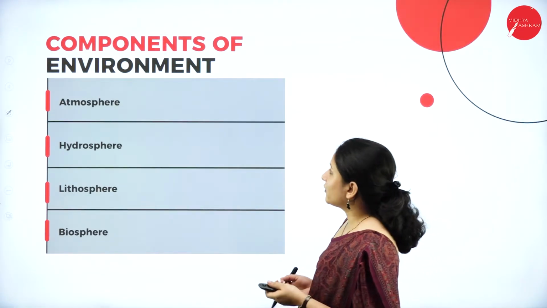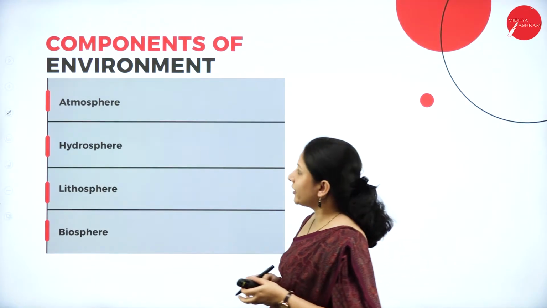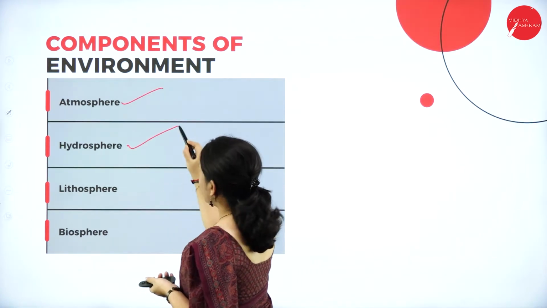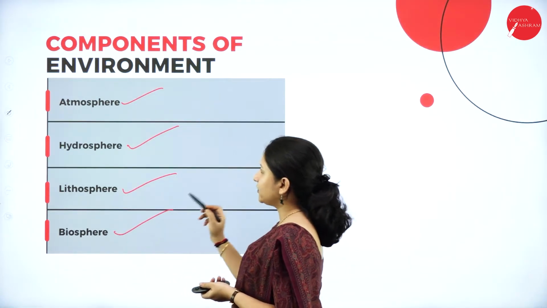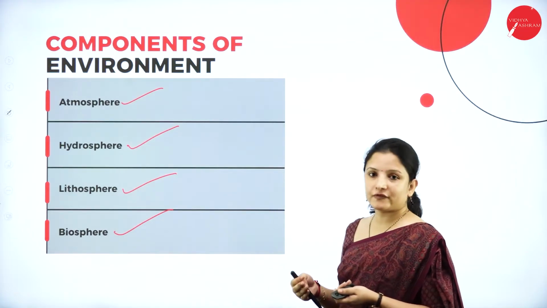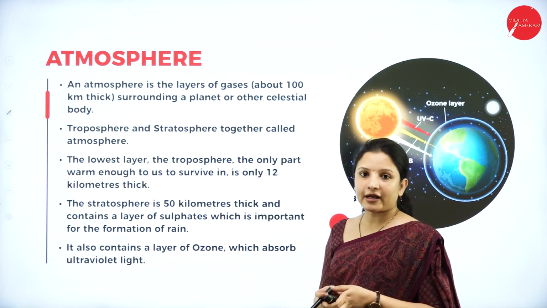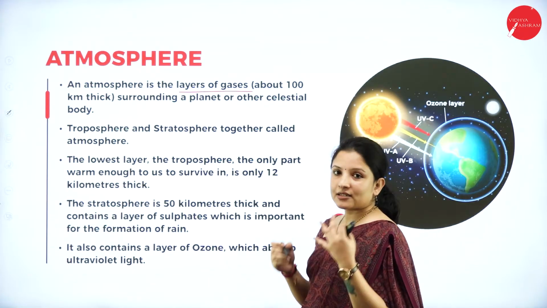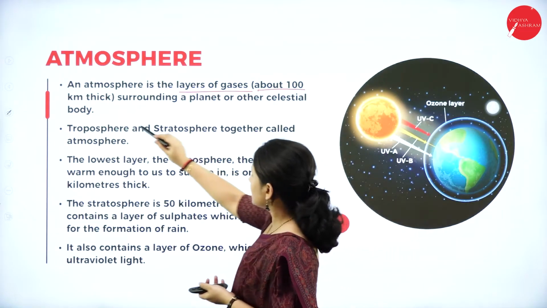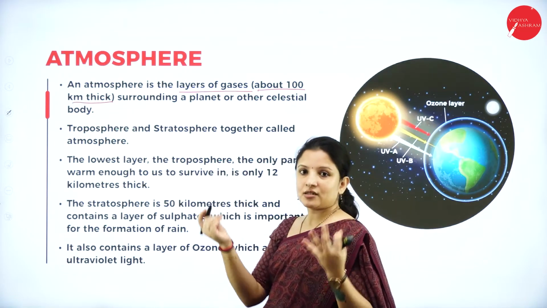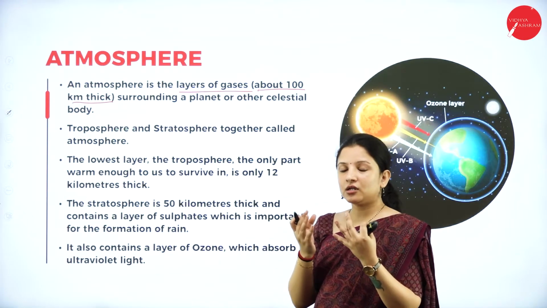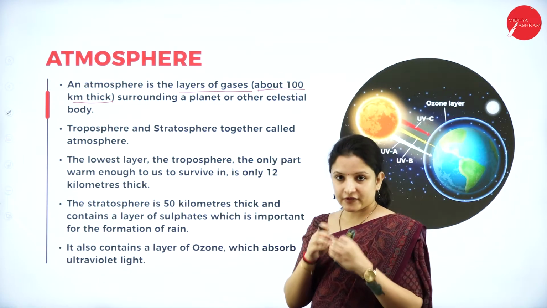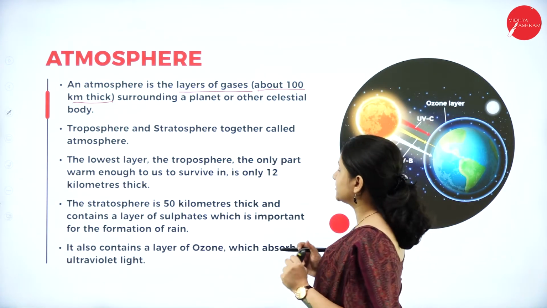So next, let's study about the components of the environment. So the environment is made up of four main components, that is the atmosphere, the hydrosphere, the lithosphere and the biosphere. So let's study about each of these one by one. Talking about atmosphere, an atmosphere is a layer of gases, about 100 kilometers thick, that surrounds the earth. So surrounding the earth, around 100 kilometers thick, we have a layer which is made up of gases, and that particular layer is called the atmosphere.